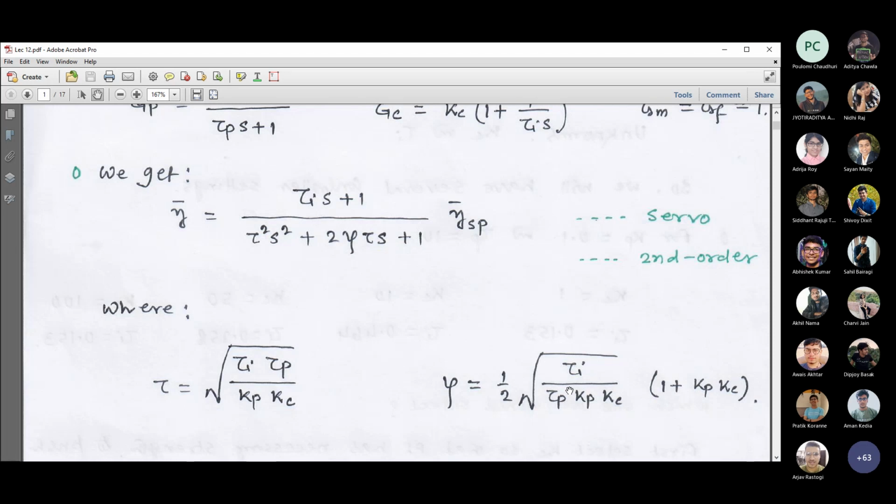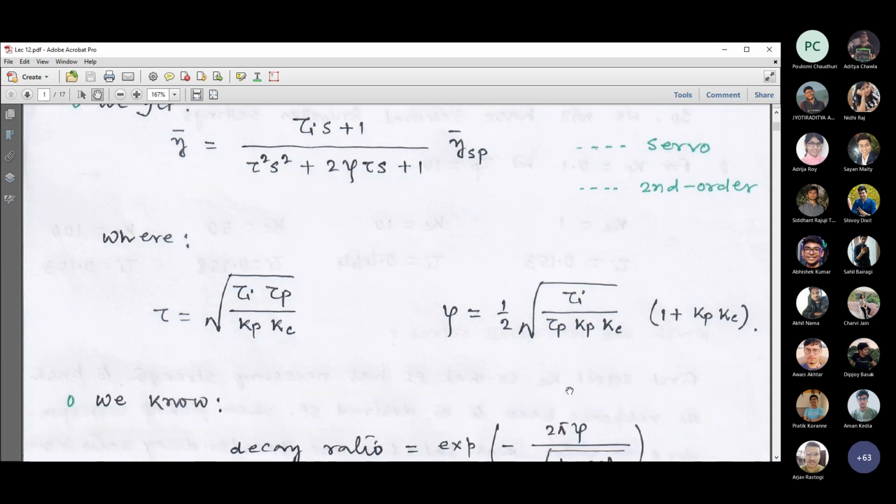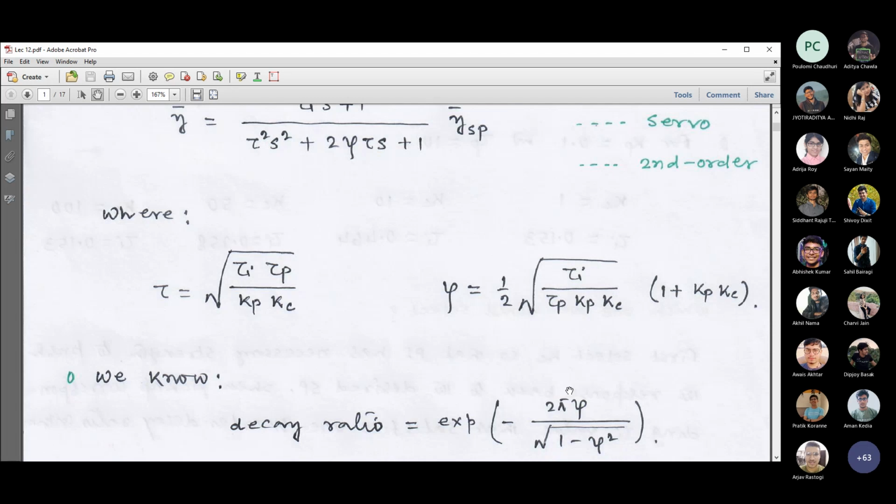Now let us come to decay ratio. You see, the title is saying that 1/4 decay ratio. That means decay ratio is equal to 1/4. That we will consider. So what is the formula for decay ratio? You see, this is the formula for decay ratio. This we have derived before. Exponential of minus 2 pi zeta divided by root over of 1 minus zeta square.